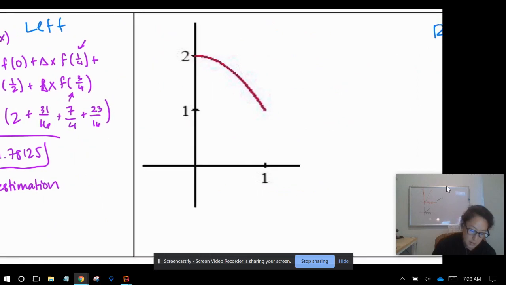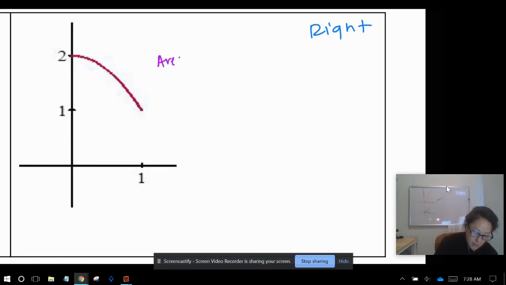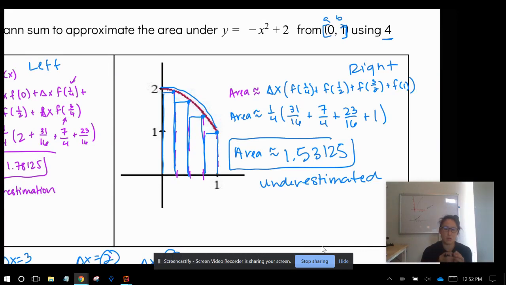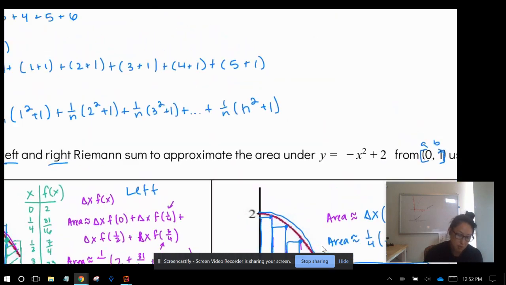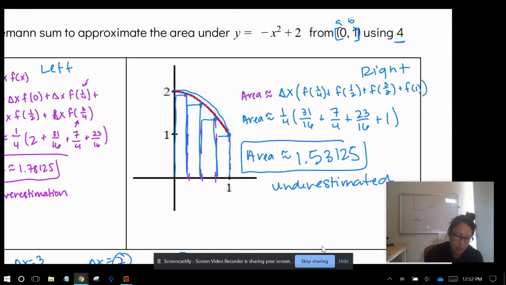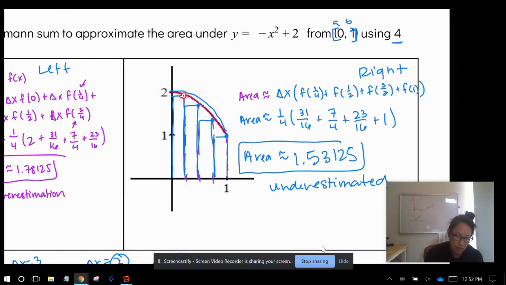All right, let's do the right-hand Riemann sum. Something weird happened with my computer, so I'm just going to walk you through this right Riemann sum again. When we take the right Riemann sum, we want to use the right-hand height of the rectangle. So we're going to take the Riemann sum with the height at f of 1/4, f of 1/2, f of 3/4, and f of 1.